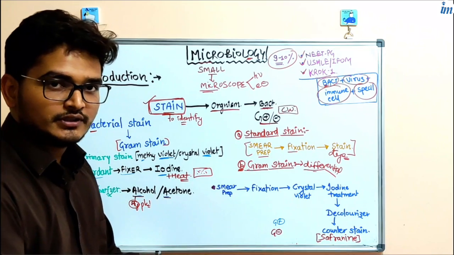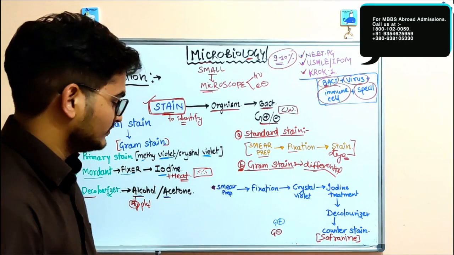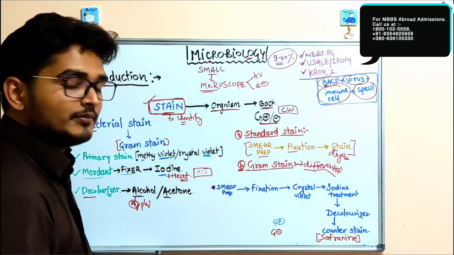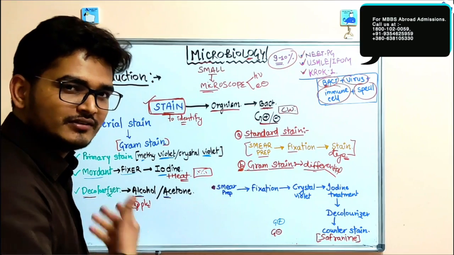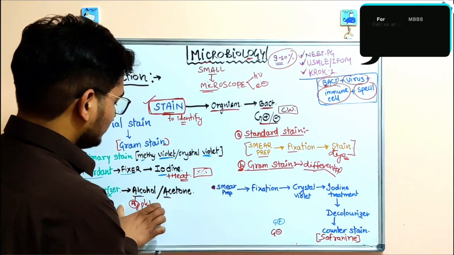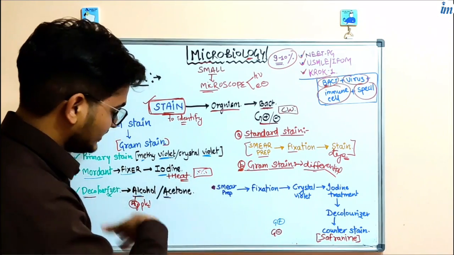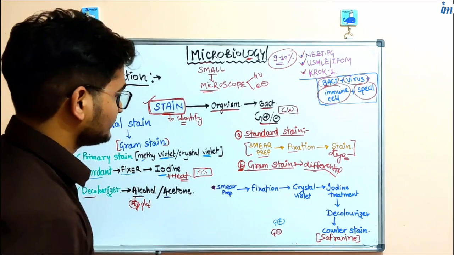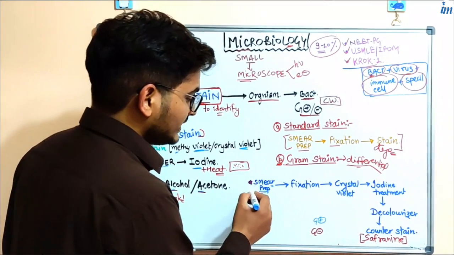We also use sanitizers. They are also alcohol. They have the property to destroy the bacterial cell wall, and they remove them. That's why they are used as a decolorizer in the laboratory process. Then we took the smear.